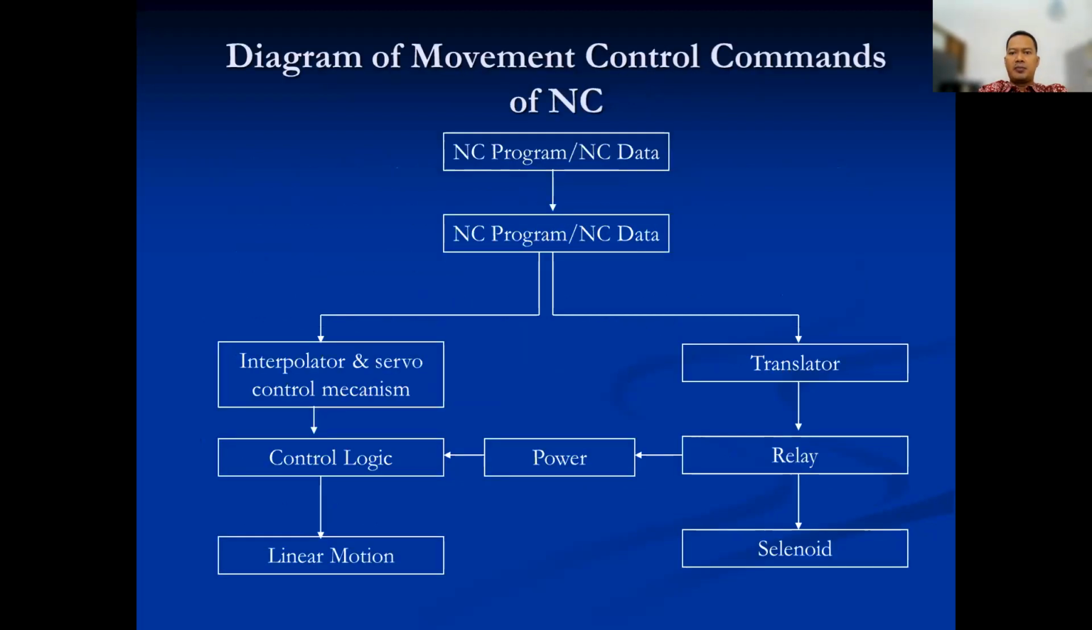This is the diagram of the movement control command of NC, starting from the NC program or NC data that we have prepared before by using computer-aided manufacturing, and then sent to the CNC. There is an interpolator and servo control mechanism, and then control logic with the power to control the linear motion. And for another translator, relay and solenoid and power are connected to the control logic.